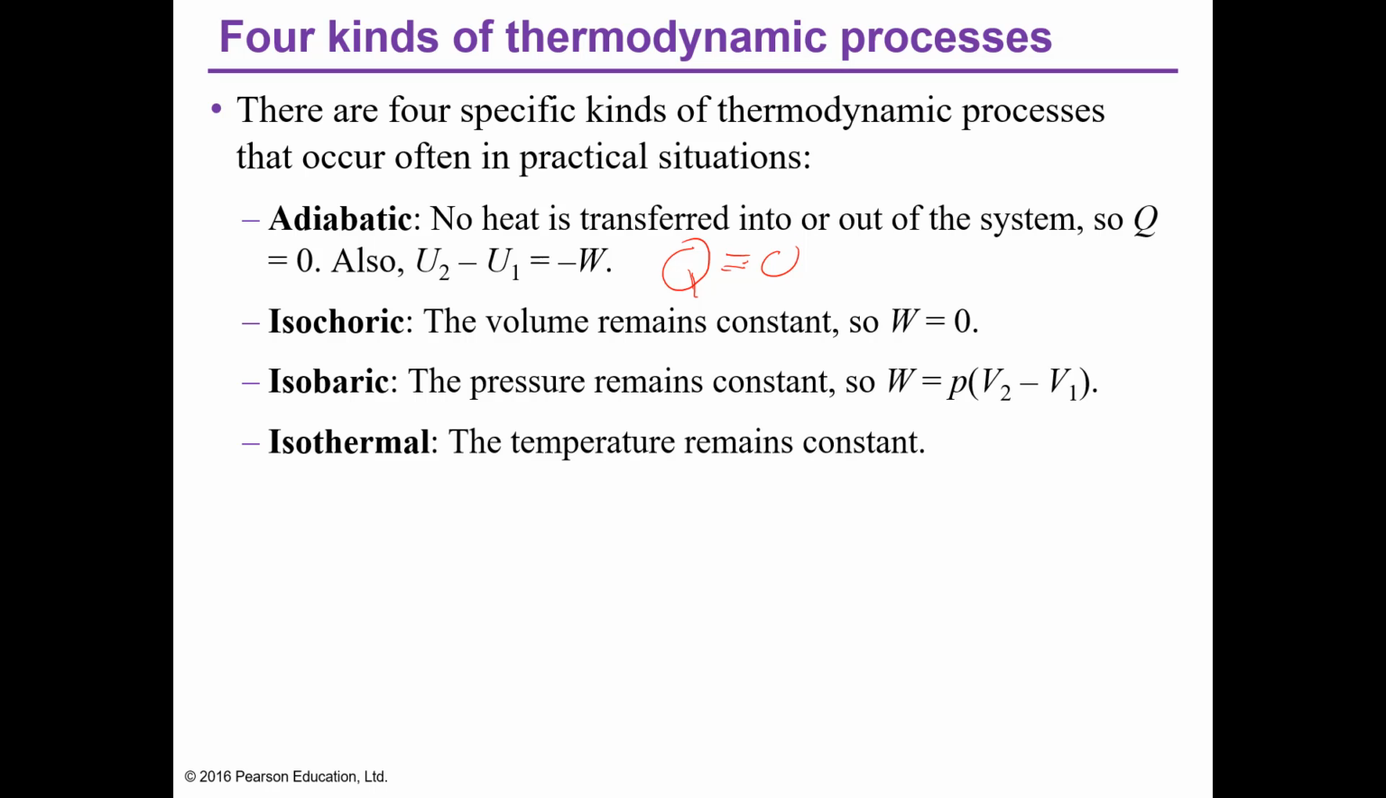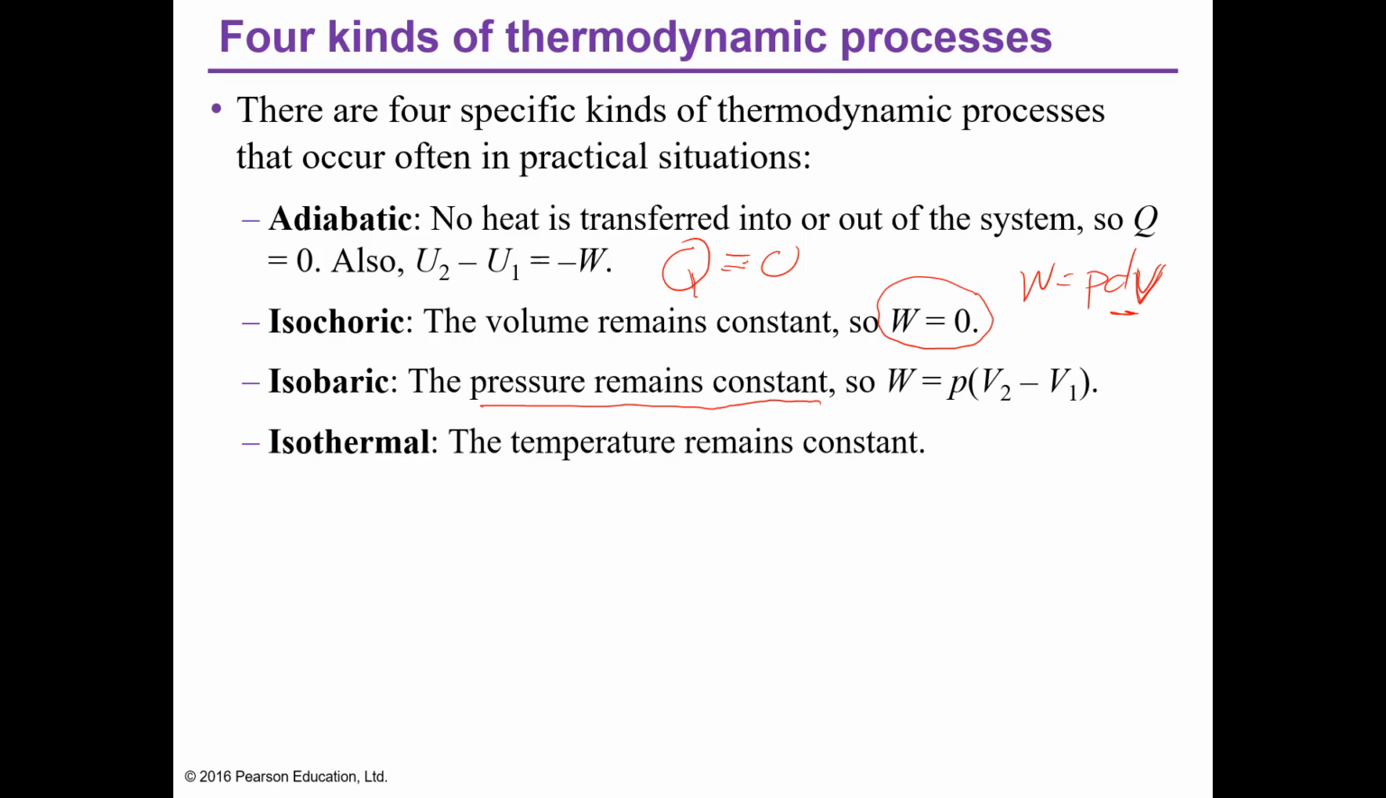For isochoric process, the volume must be constant. So when the volume is constant, work done is equal to 0. So for isochoric process, when the volume remains constant, it implies that the work done is equal to 0. Since work is related to the change in volume, we have pressure times dV. Okay, pressure times dV. So when there is no change in volume, then work is equal to 0, and that is isochoric process.